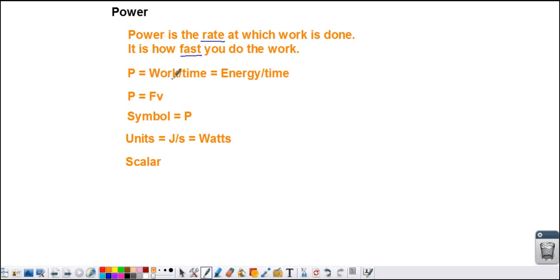So it's work divided by time. Now work is measured in joules, amount of energy over the amount of time. Okay? Symbol is the letter P. The units are joules per second, which we call a watt, and it is a scalar. So let's go ahead and take a look at these two equations.